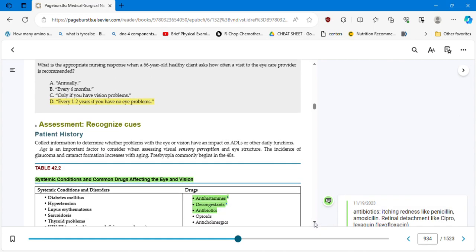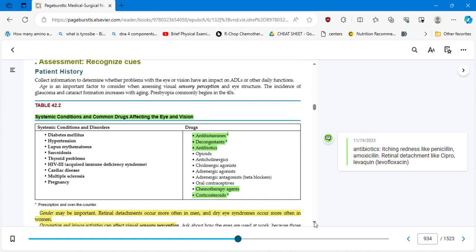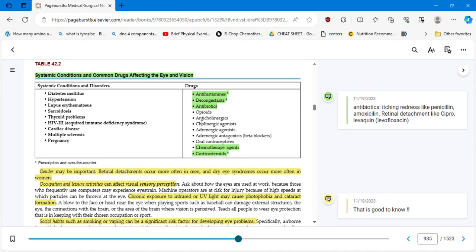Let's go to assessment, patient history. We have to consider the chronic conditions the patient may have, like diabetes, hypertension, thyroid problems. Also, we need to check the full list of medications the patient has been taking, like antihistamines, your Benadryl, decongestants, your antibiotics.